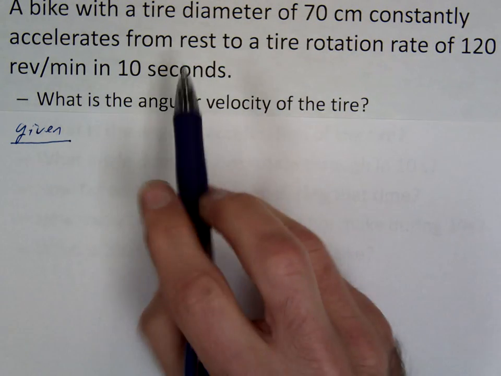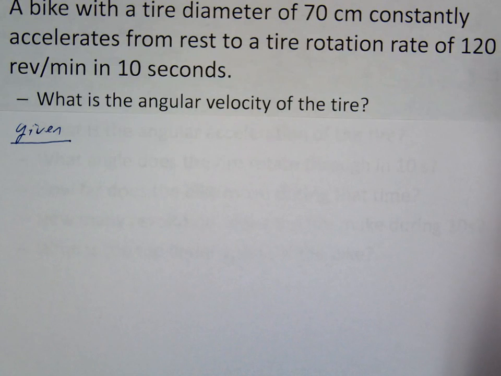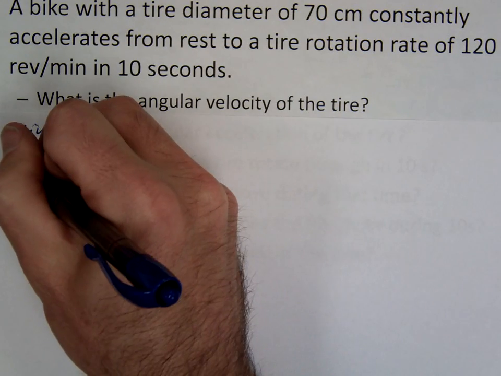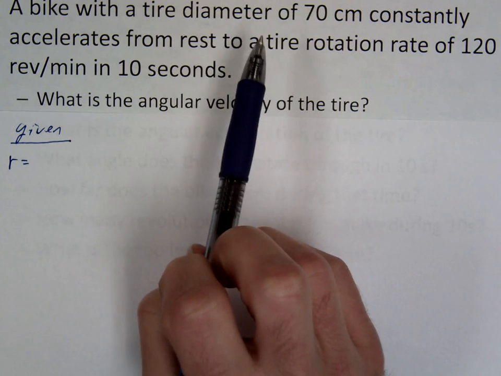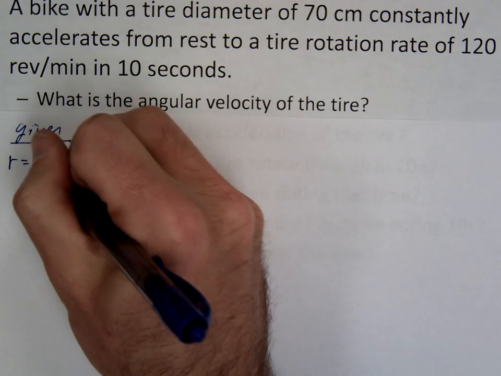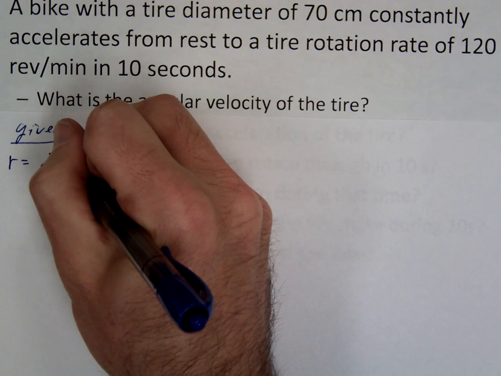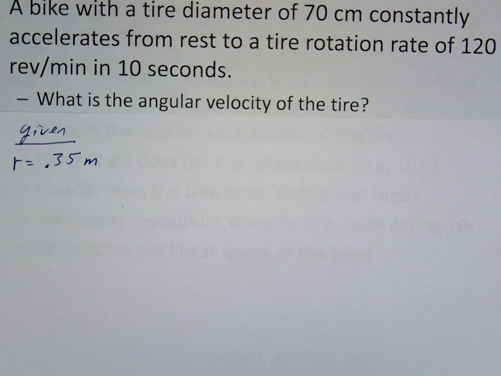So first of all, it says tire diameter of 70. So what do we know right away? The radius. Yeah, be careful when you're reading these problems. Sometimes they're going to tell you the diameter. Sometimes they're going to tell you the radius. Ultimately, you do want the radius. So make sure you're not just blindly plugging in numbers. You do want to convert it as well.